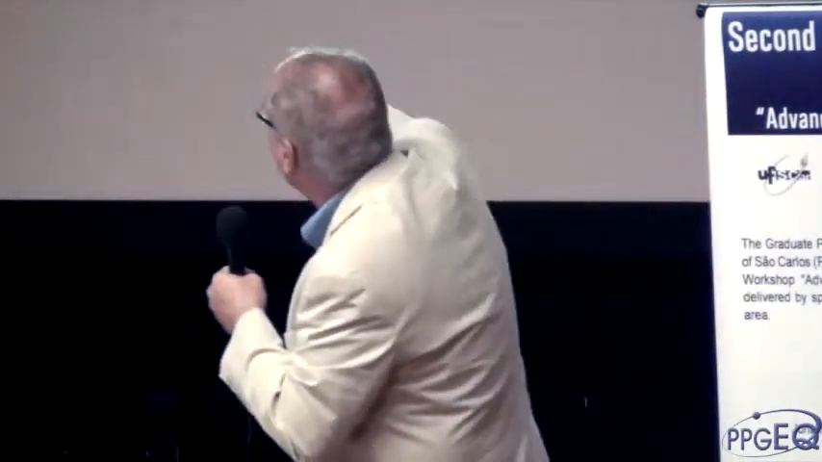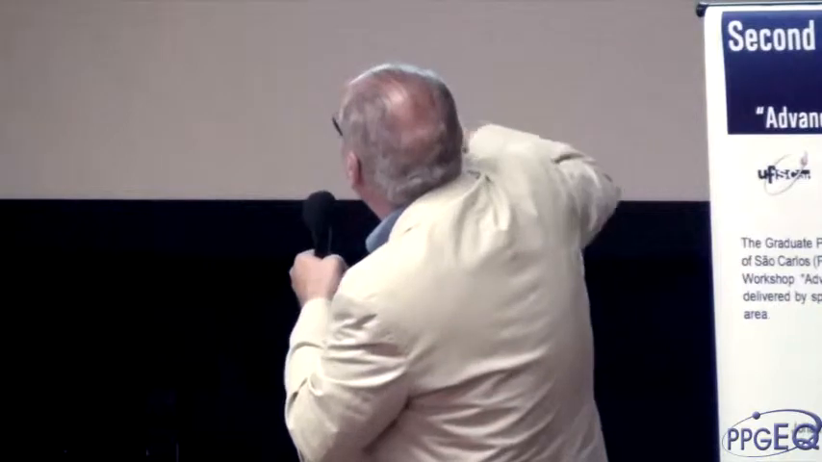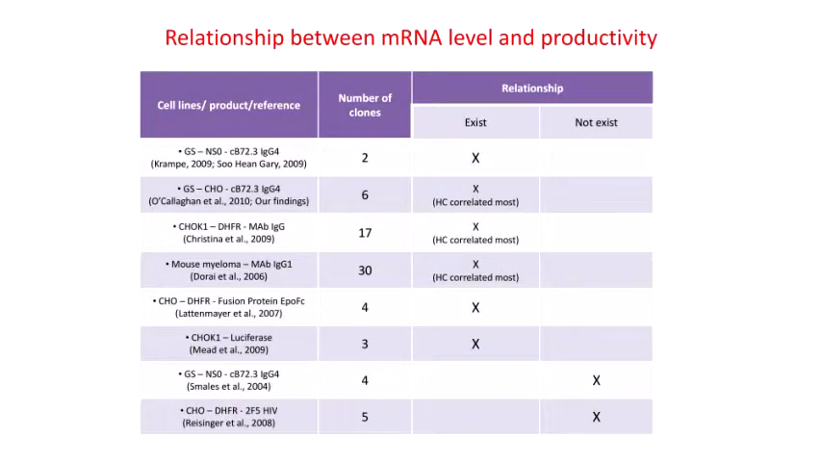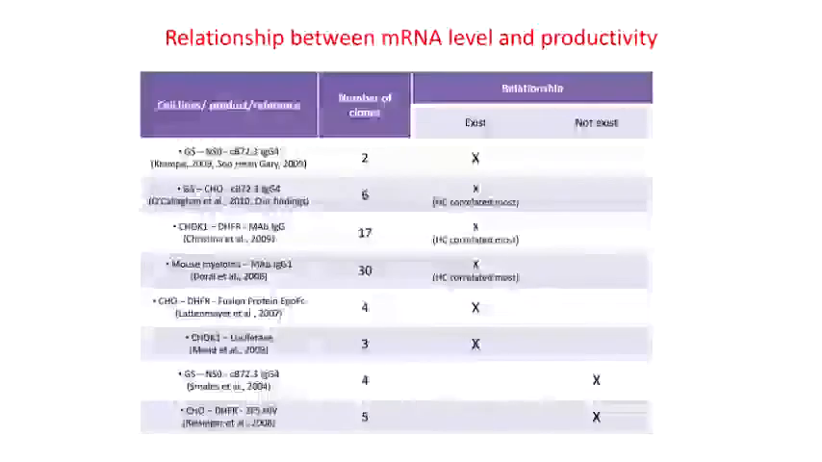Most of these published papers use different numbers of clones, from 17, 6, 5, and one paper used 16 clones. Most of them say there is no relationship with the gene copy number. However, messenger RNA expression is very important for productivity, and most of the papers say there is a relationship between messenger RNA level and productivity. Because these are indicators, and you all know about biomarkers in cancers and other diseases.